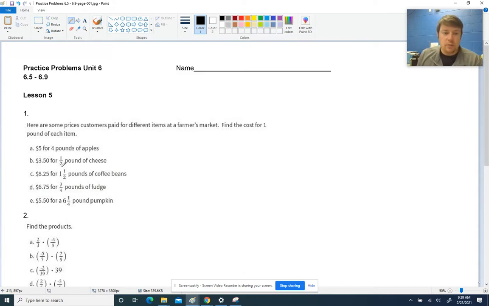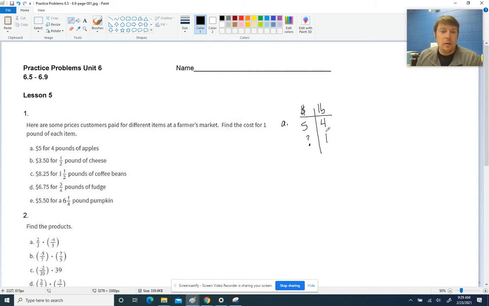So to kind of relate this to what we've done this year, you could think of part A as being a table, and you're dealing with money compared to pounds. And $5 is how much you paid for 4. And so what we're trying to find here is how much are you paying for 1. And so it's a question mark. And that number is always going to be the money divided by the amount.